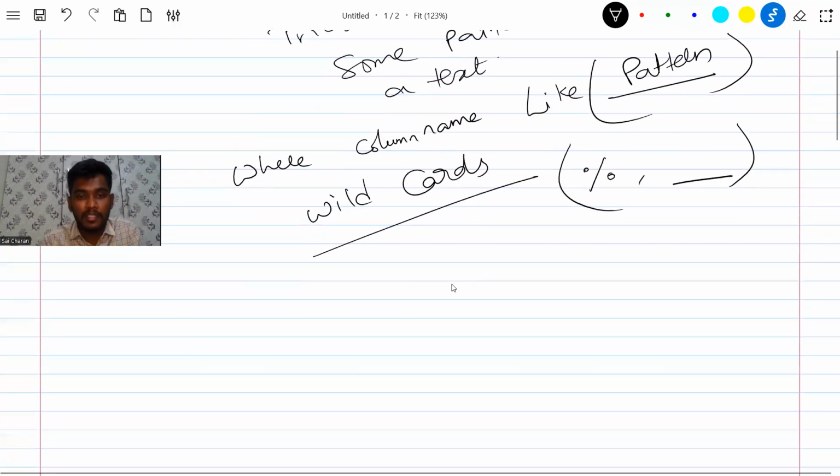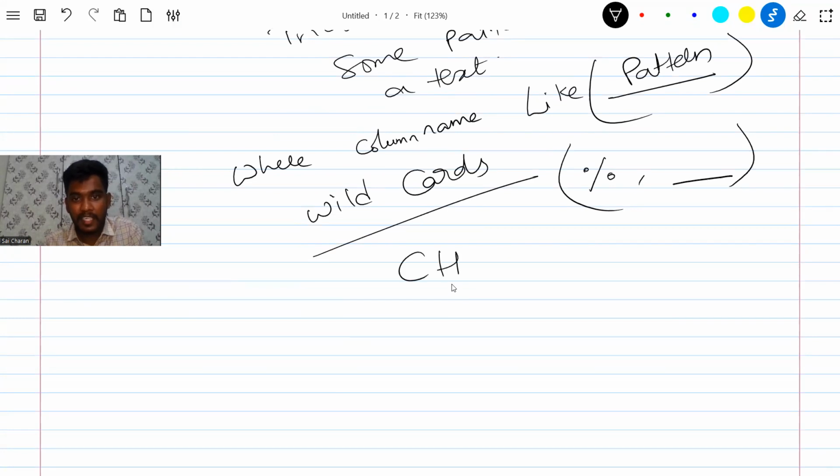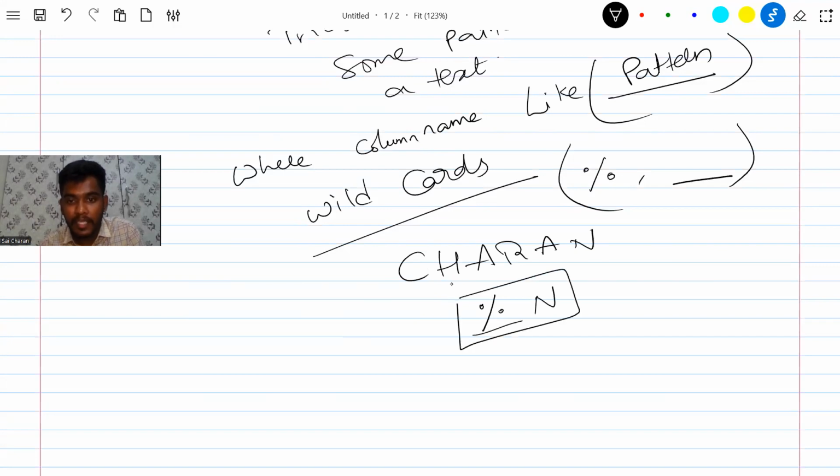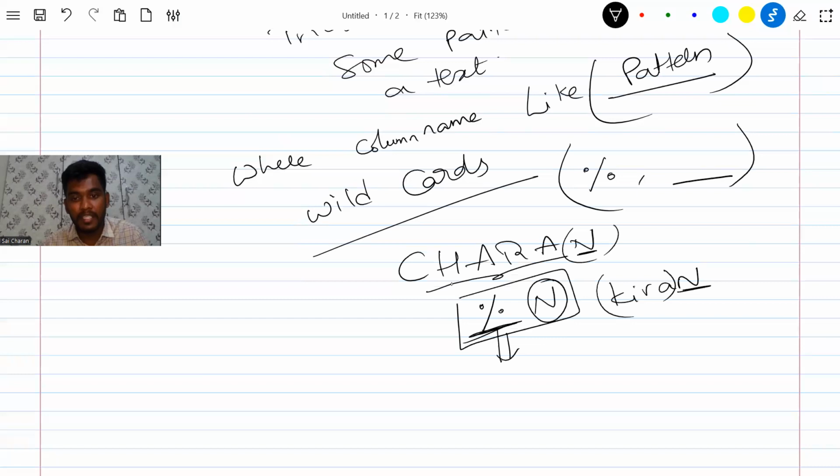What is the purpose of these two wildcards? Let's take a text, Charan, and say we write percentage N. The percentage symbol determines that there is some random text, but the word ends with N. It need not be Charan; it could be Kiran, which also ends with N. So the percentage symbol says there is some random text, it could be anything, but the string ends with N.